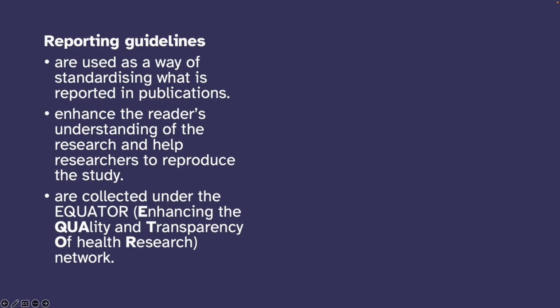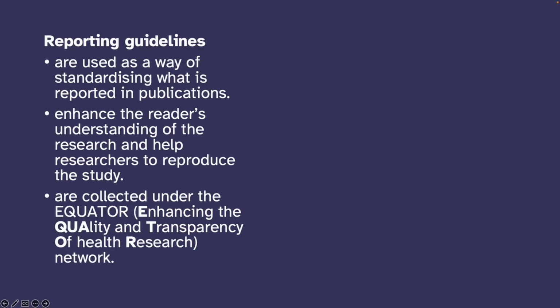Reporting guidelines are being used increasingly as a way of standardising what's reported in publications. Mostly they specify minimal standards for reporting study methods and results. They include items which, if not reported on, may reduce the ability to assess bias. By following reporting guidelines, you help enhance the reader's understanding of the research, enable other researchers to reproduce your study, and allow the results to contribute to clinical recommendations.